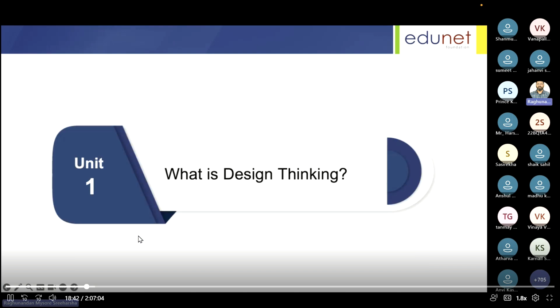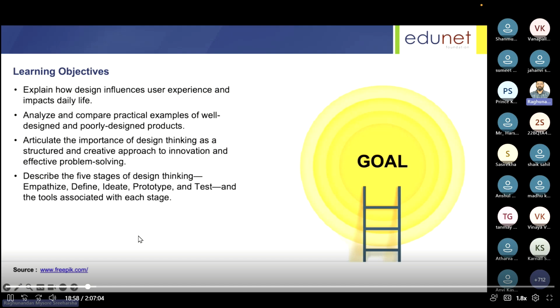Now let us try to understand what exactly design thinking is all about and how this will help. But before that, we want to know the learning objectives, like what you're going to learn, right? So these are the learning objectives. This will really help you design influence based on the user experience. Whenever you start a company, you need to understand that everything is based on the user experience, right?